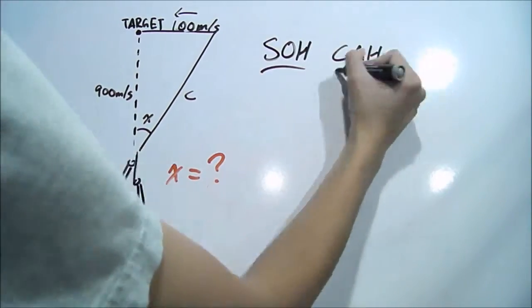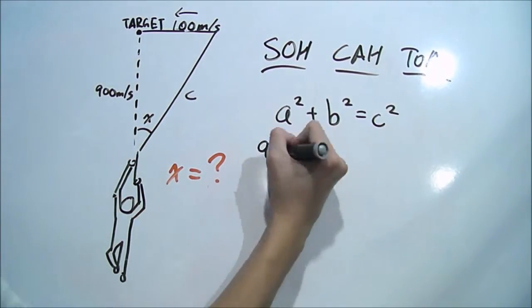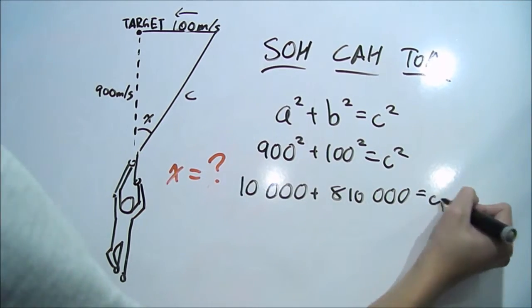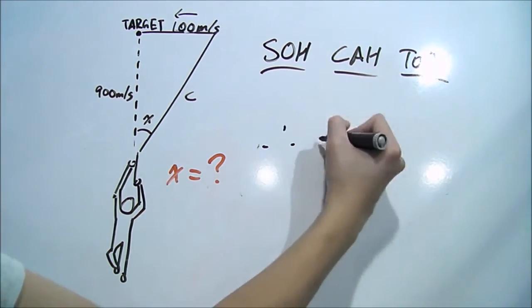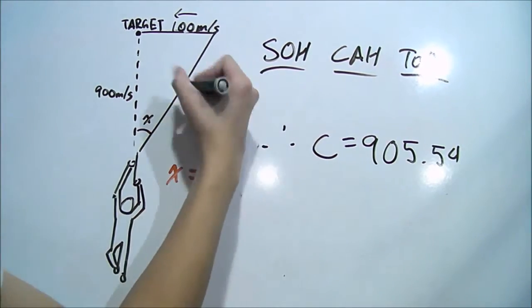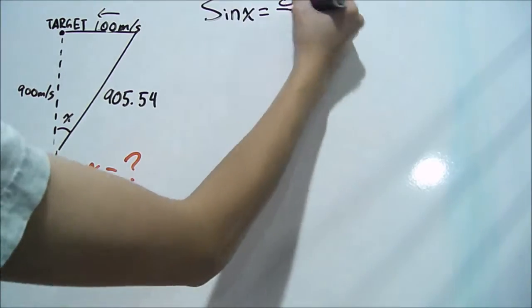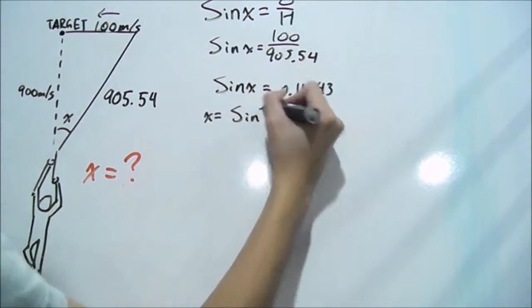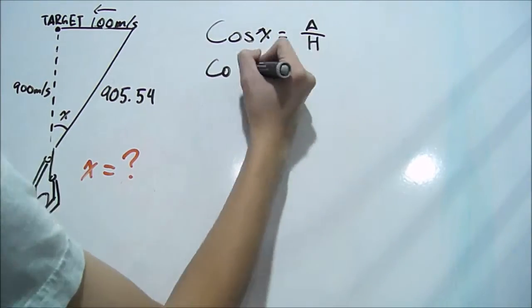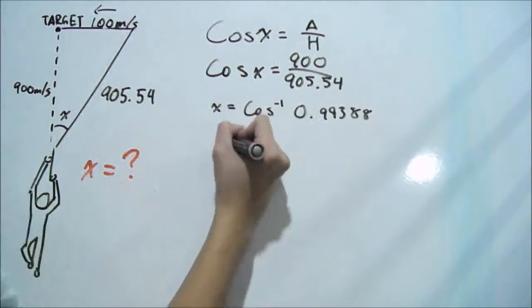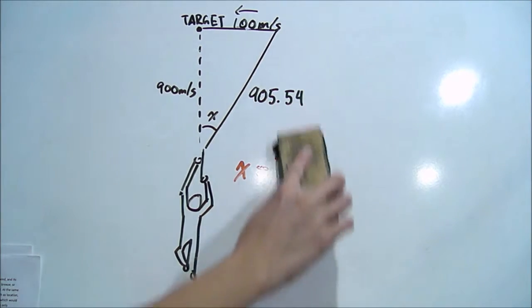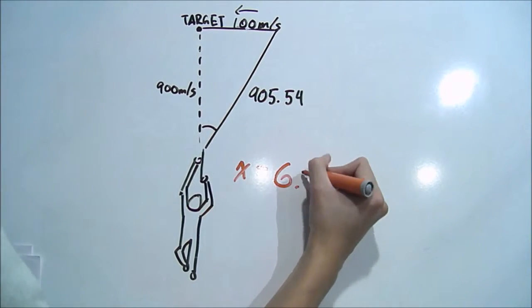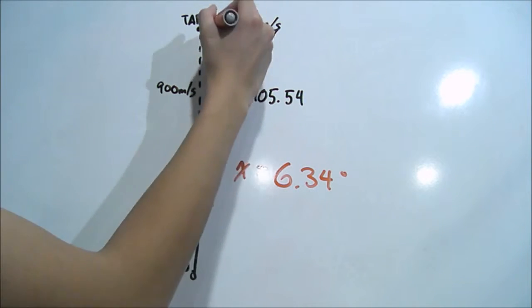In order to use all three trigonometry ratios to solve for x, we must first identify the value of the hypotenuse. Given the value of the two sides, we can continue with the Pythagorean theorem. Therefore, the value of the hypotenuse is approximately 905.54 units. Now that we have the value of all three sides, we can use all three trigonometry ratios to identify and confirm the value of x. The three ratios include sine, cosine, and tangent. Therefore, one can agree that the gun must be rotated 6.34 degrees towards the east to hit the target.